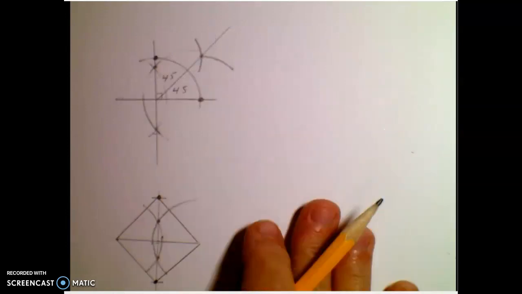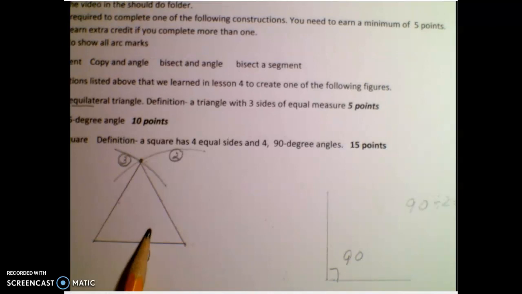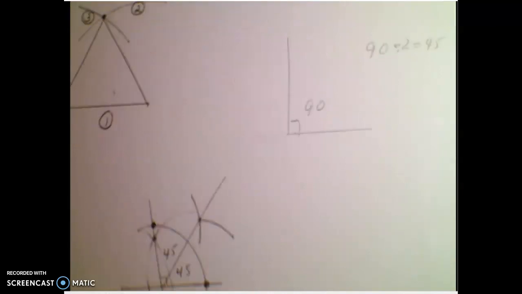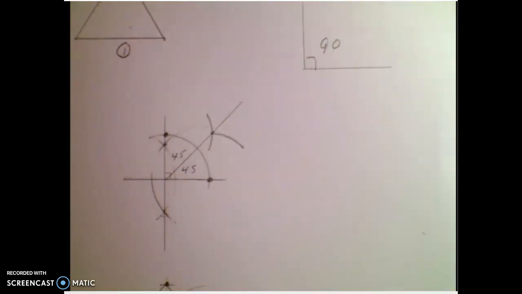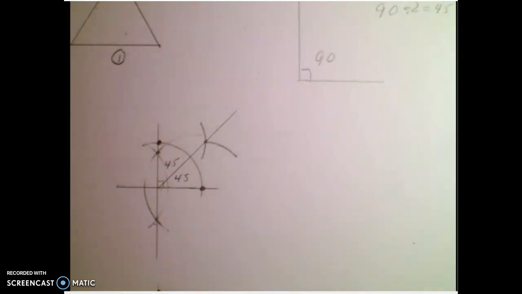Okay, so again, you only have to do the first one, and you're done. But if you want to attempt to do the other two, you can pick up as much as another 20 points or 25 points of extra credit if you do all three of them.